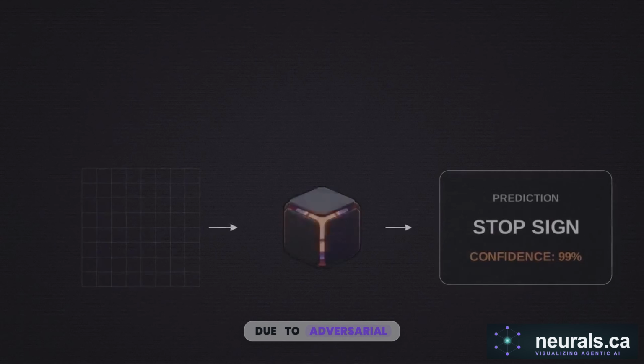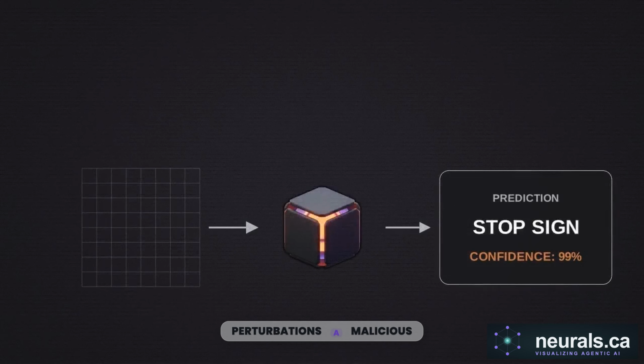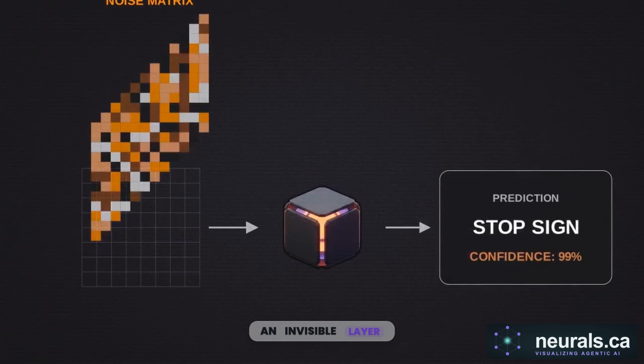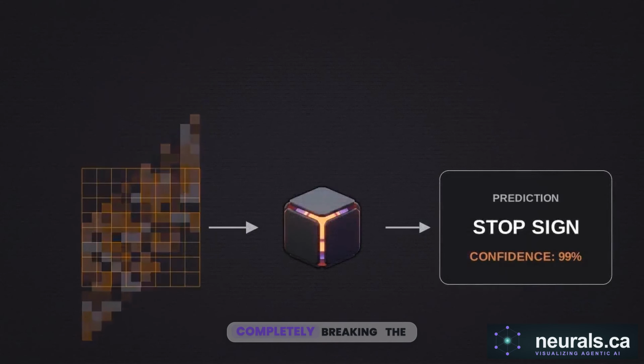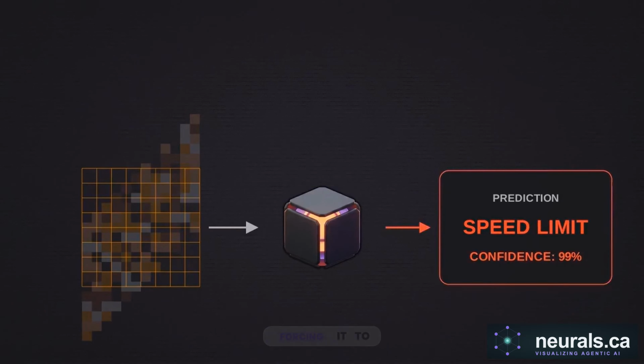Security is also a concern due to adversarial perturbations. A malicious actor can add an invisible layer of digital noise to an image, completely breaking the network's logic and forcing it to confidently misclassify what it sees.